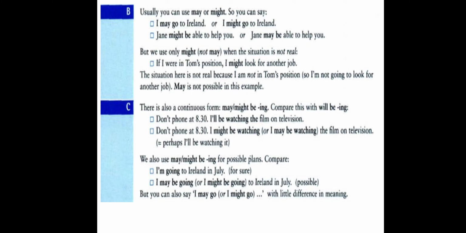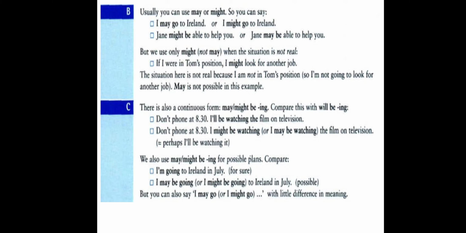When I say I'll be watching the film on television, it means I will be in the middle of watching the film. I will be at that point in a continuous situation watching the film. So we use future continuous here. We use will plus the base form of am, it is be plus verb plus ing, then it becomes I'll be watching the film on television.